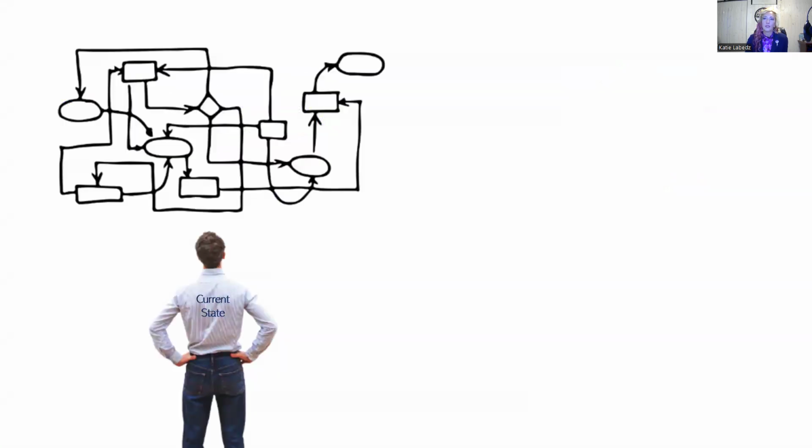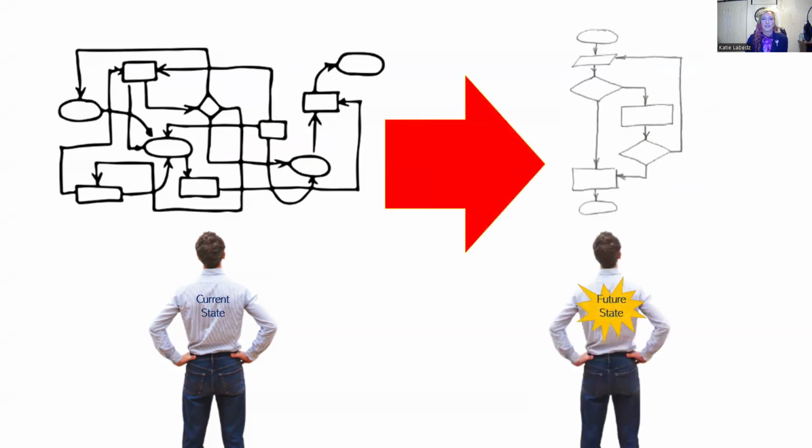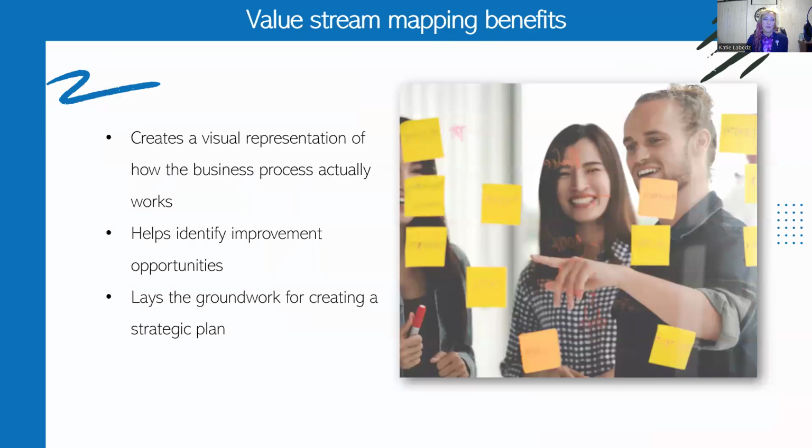So again, we do a current state map to understand the way the process is working today. Then we do some brainstorming activities, and we create the future state map, how we want the process to look in the future. And of course, there are action items and owners associated with making those things happen. The benefits of doing a value stream map: it creates a visual representation of how a business process actually works. It helps us to identify improvement opportunities and lays the groundwork for a strategic plan.